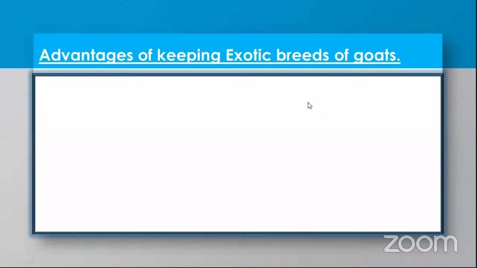I want somebody who has never said anything in my class, like Bruno. Yes, Bruno, can you give us another one? What do you think are the advantages of keeping exotic breeds? They produce a big amount of meat. Very good, they produce a large amount. So that's why we say they produce a lot of meat and milk. Very good.